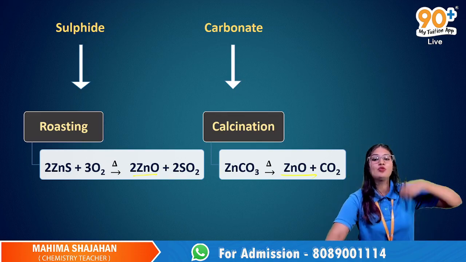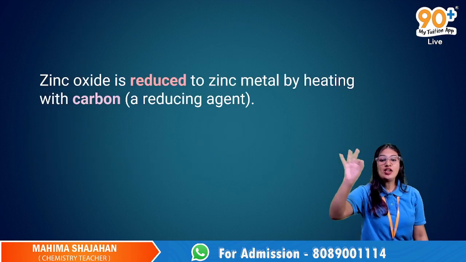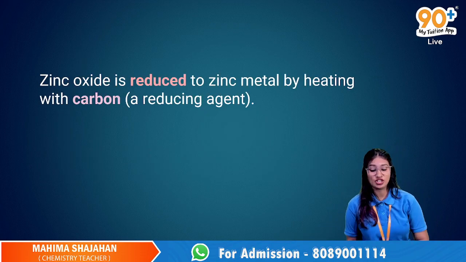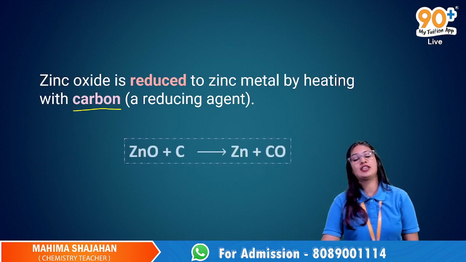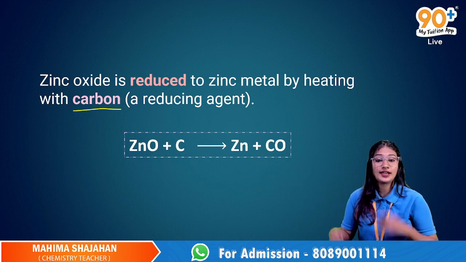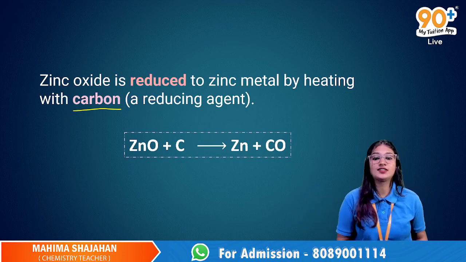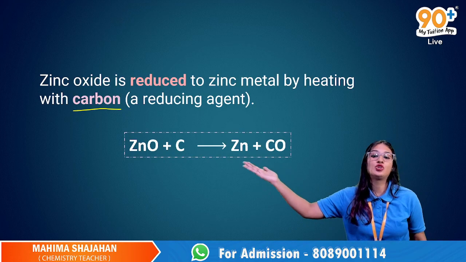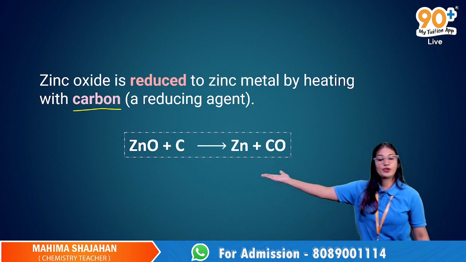We need to extract the metal, so we'll move to the next step, that is reduction. For reduction, we will use a reducing agent, and in this case the reducing agent is carbon. Look, what is this carbon doing? It is taking the oxygen from zinc oxide. Zinc oxide loses oxygen, it gets reduced into zinc. Now we got the metal.